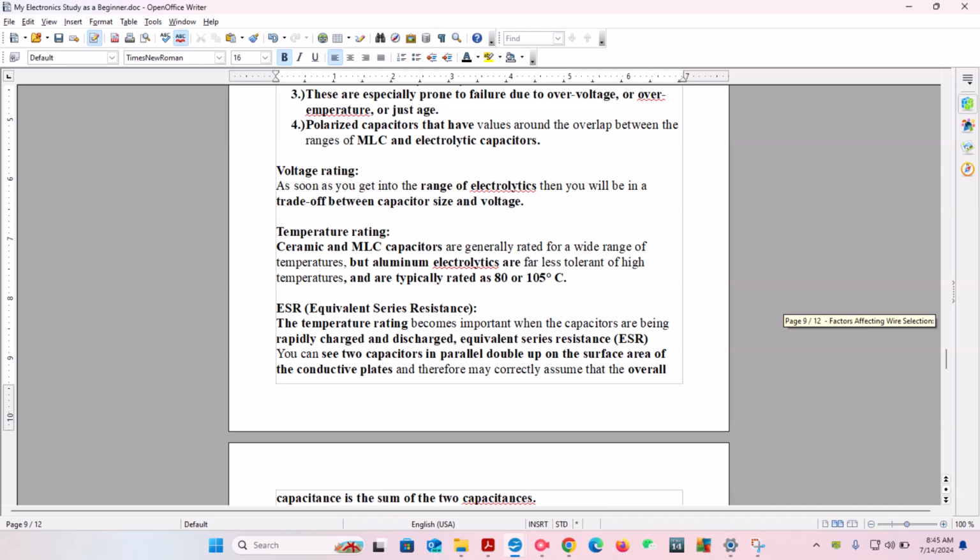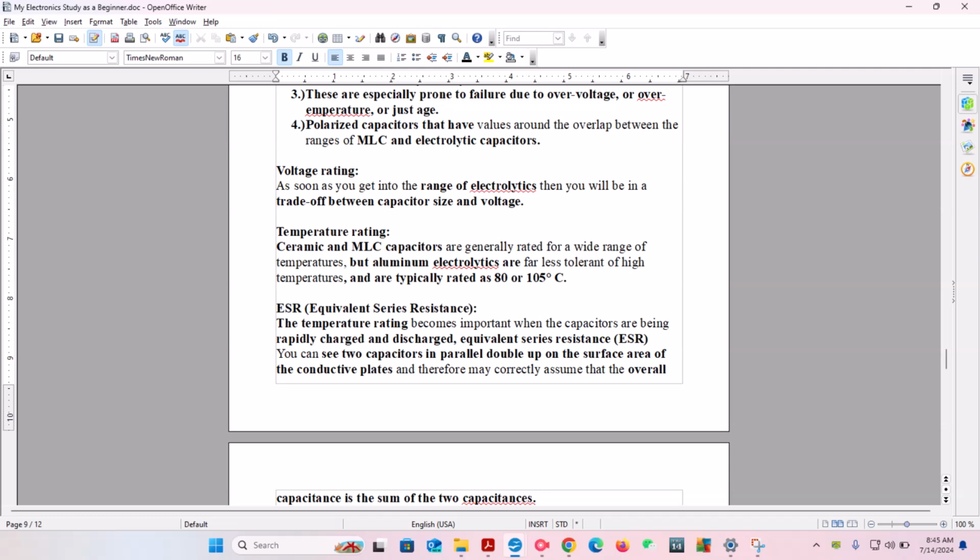Let's talk about temperature rating. So we have voltage rating, and we have temperature rating. For the temperature rating, the ceramic and MLC capacitors are generally rated for a wide range of temperatures, but aluminum electrolytics are far less tolerant of high temperatures and are generally rated at 80 or 105 degrees Celsius, not Fahrenheit, Celsius.